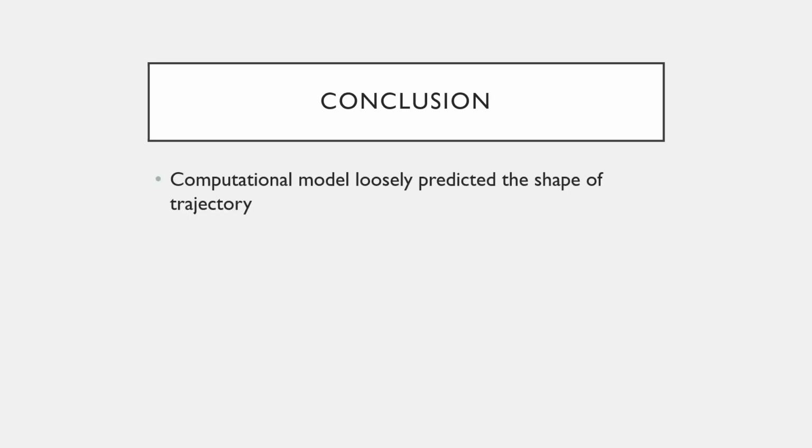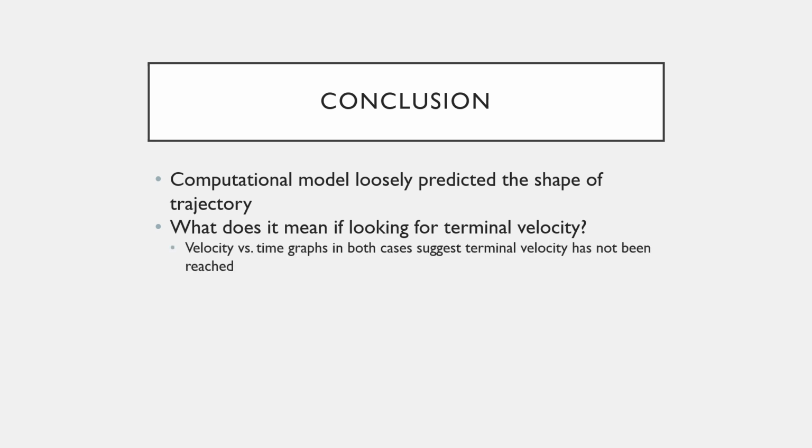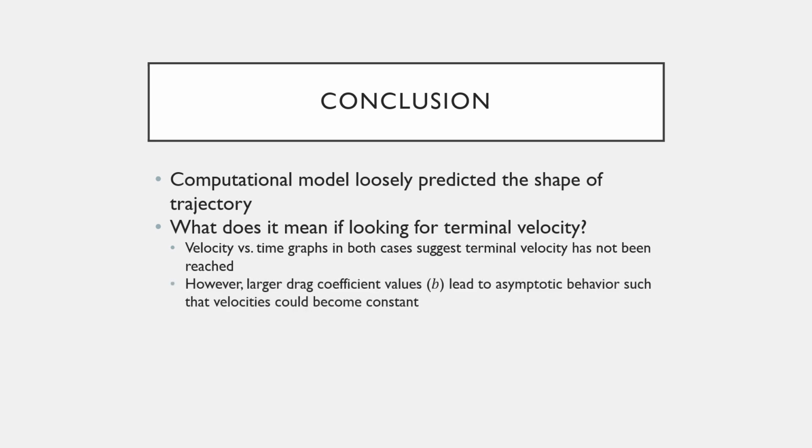In conclusion, I'd say that the computational model loosely predicted the motion of the paper ball. If we were determining whether the paper ball has reached terminal velocity, I'd say no, as none of the velocity versus time graphs suggested a net force of 0. Velocity along the y-axis was still changing. The caveat is that if b were larger, it appears that the change in velocity will gradually decrease until it becomes constant, which means that the drag force is perfectly canceling out the gravity force.